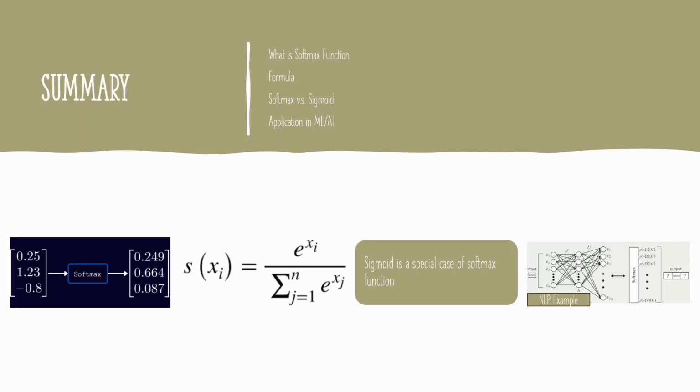If you're still here with me, congratulations. If you don't remember anything else, here's what I want you to take home. First, softmax is a function that transforms real numbers into probabilities, which are between 0 and 1 and add up to 1. And the sigmoid function is just a special case of softmax. It has only 2 classes. Softmax can have multiple classes. Last, softmax is widely used in neural networks, natural language processing, and reinforcement learning.